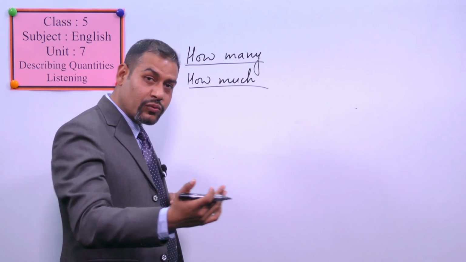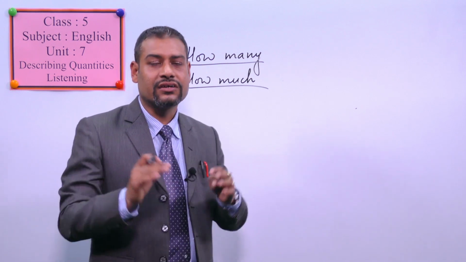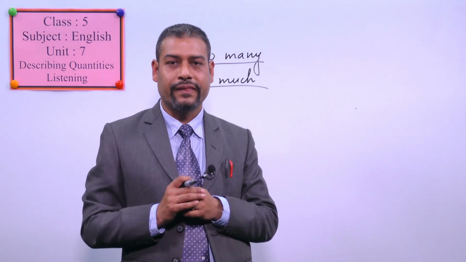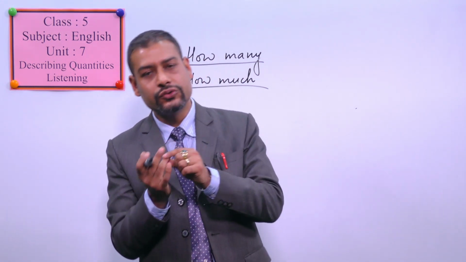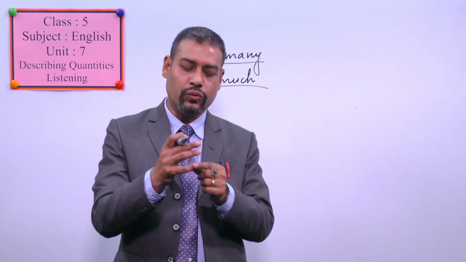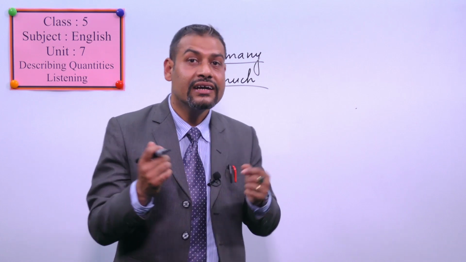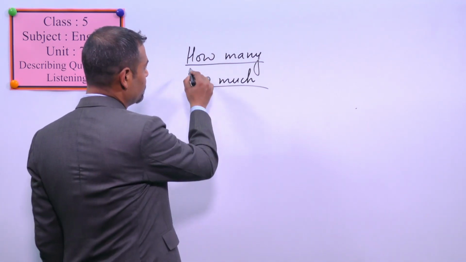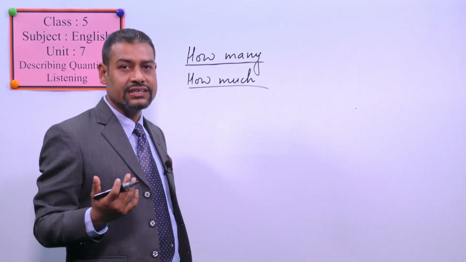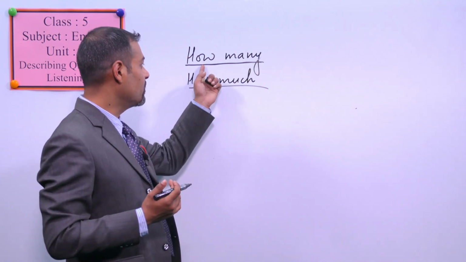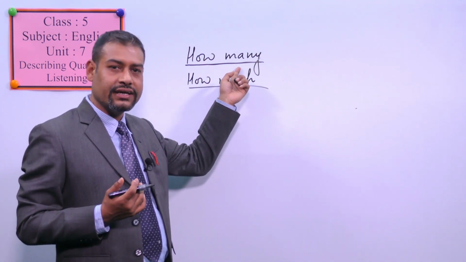If we want to know a quantity that is countable, as in this audio, the customer says 5 bananas and 2 oranges. We can count 1 orange, 2 oranges. We can count bananas: 1 banana, 2 bananas, 3, 4, 5 bananas. So for a countable quantity, you have to use how many to ask the question.